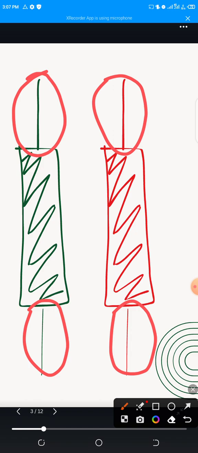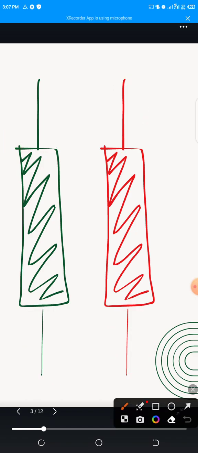So let's now go back to the bullish candlestick. As I said earlier, price opens from here. That's the beginning of the body, goes up and closes at the end of the body. That's for the bullish part because price is buying.